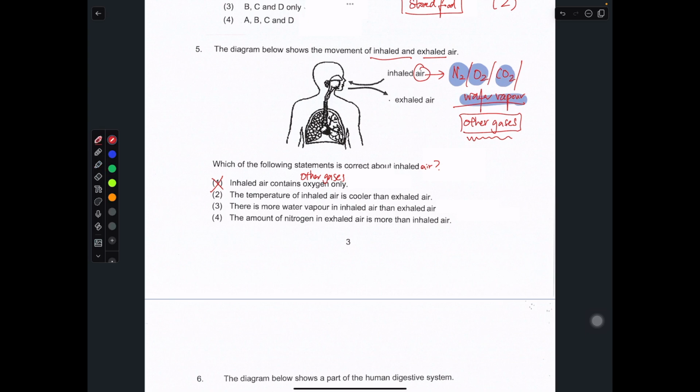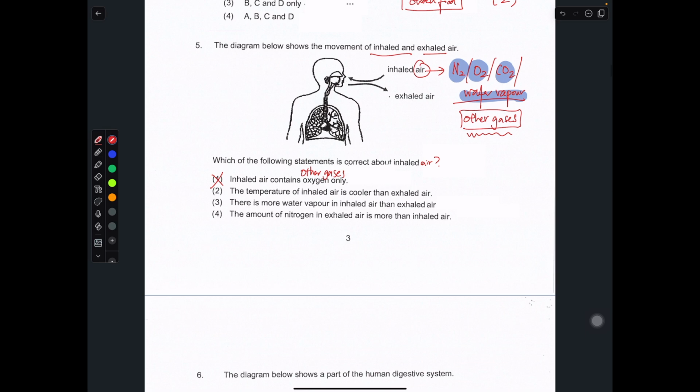So the temperature of the inhaled air is cooler than exhaled air. This is actually correct. Think of it, your inhaled air is more or less the same as your room temperature, which is probably about 25 degrees Celsius. Exhaled air follows your body temperature.